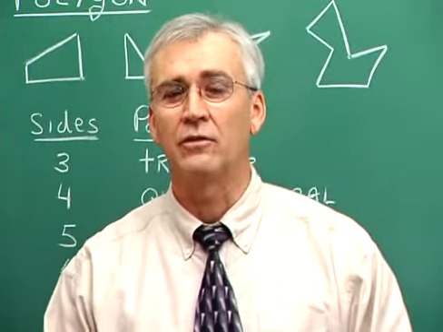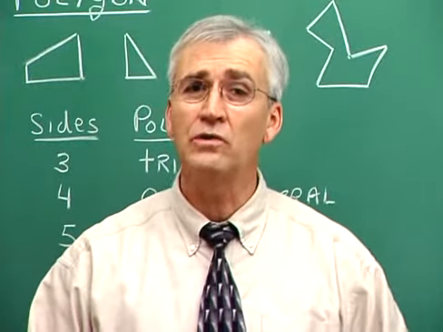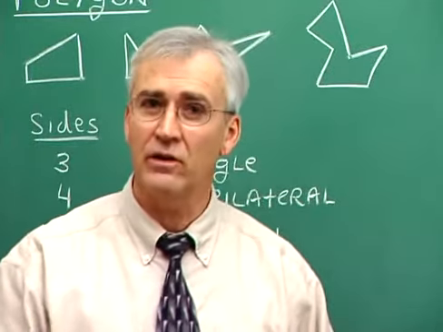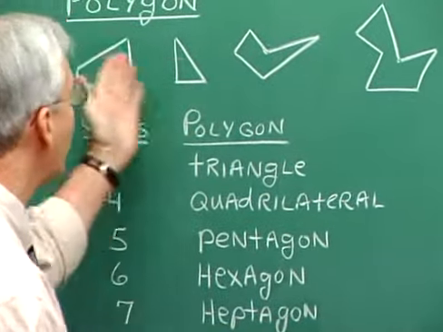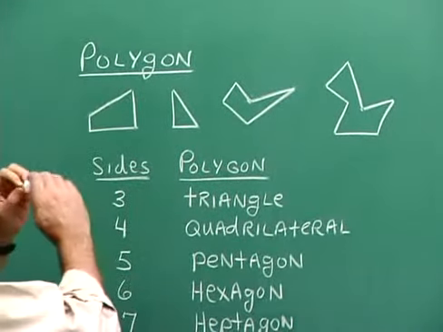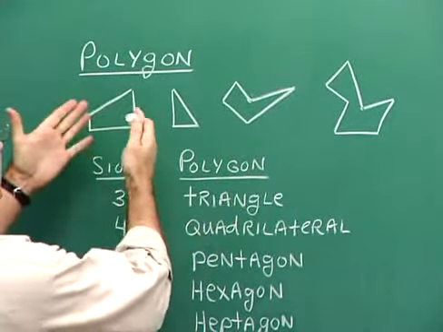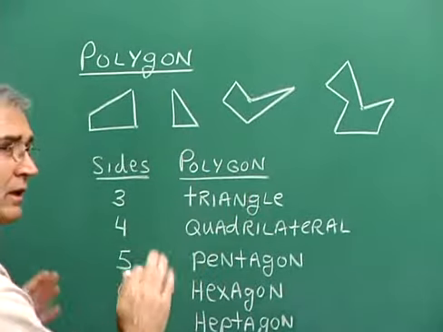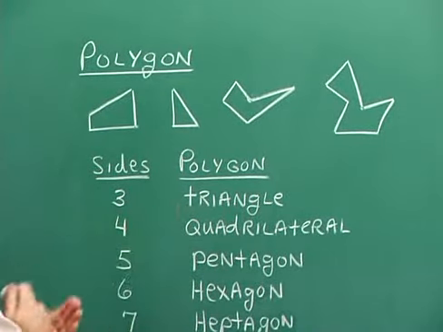The word polygon refers generally to closed figures with straight sides. Here are some examples of polygons. And we've talked about some polygons before, but the word polygon is a very general idea. The figure can have as many sides as we'd like, as long as it's a closed figure with straight sides.